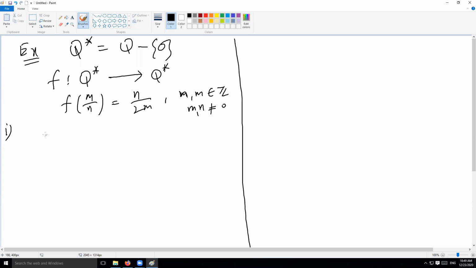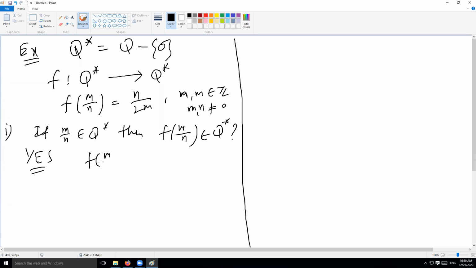First of all, in order to check that this function is well-defined, we have to show that if M over N belongs to Q star, then F of M over N also belongs to Q star. So would that be true? The answer is yes. Why? Because F of M over N is going to be N over 2M, where N and 2M are non-zero integers, so it belongs to Q star, right?